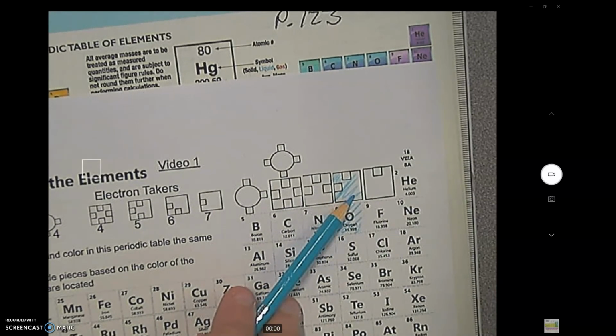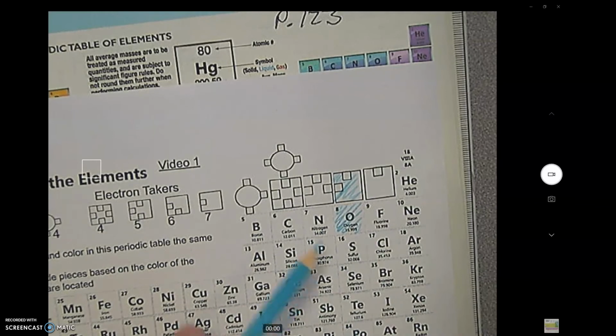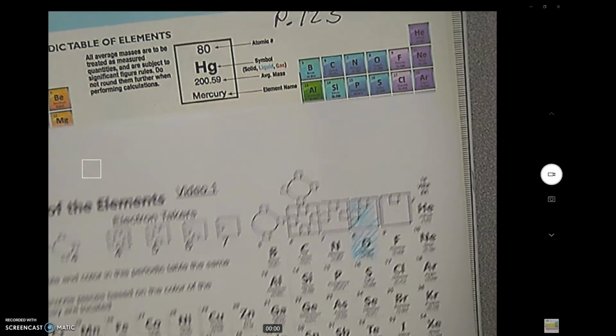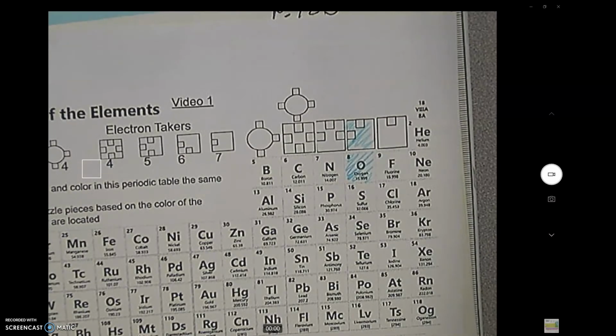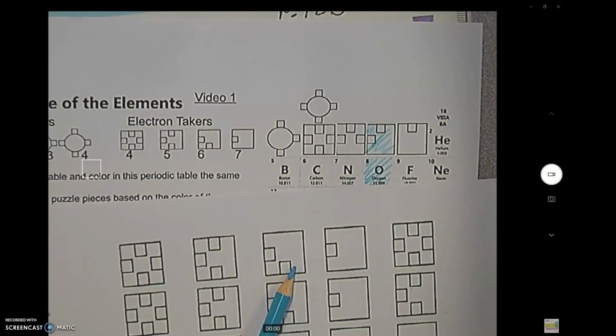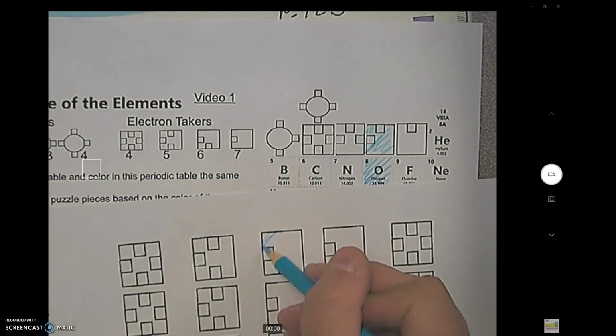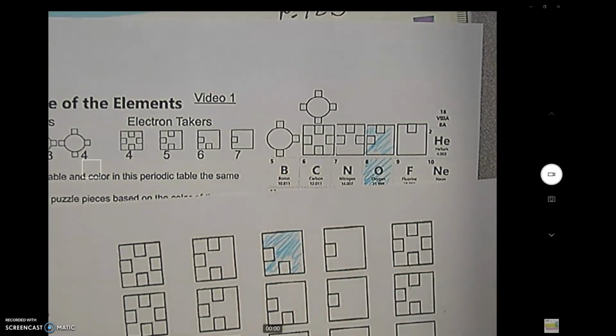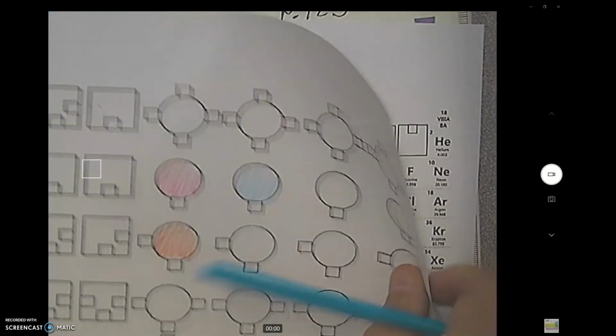Anything with two notches in it is going to be one of those colors from here. So I'm going to go back over to my atom puzzle pieces. I'm going to find one that has 2 on it. Up here's one that has 2 right there, and I can color this one in blue. And again, hopefully you take more time and do yours much nicer than mine.